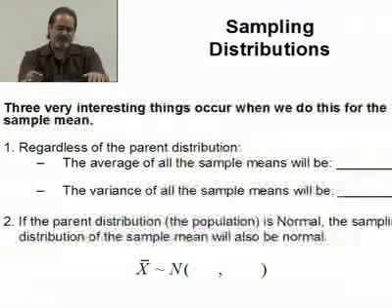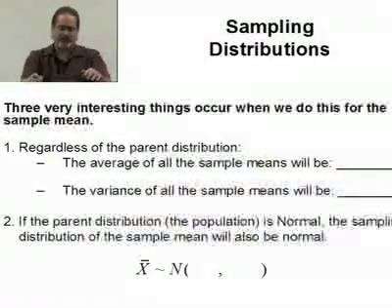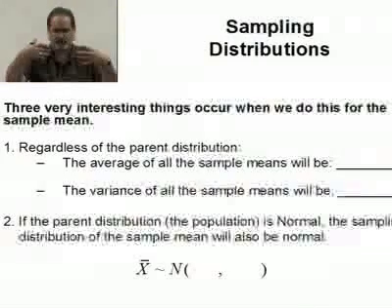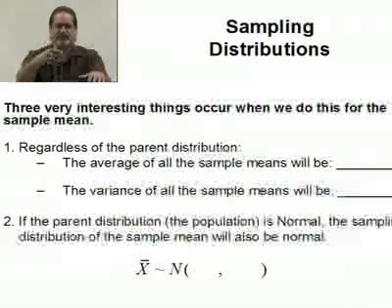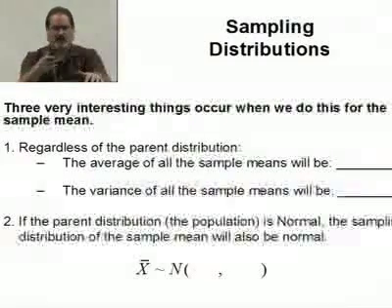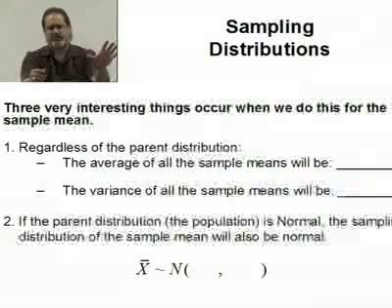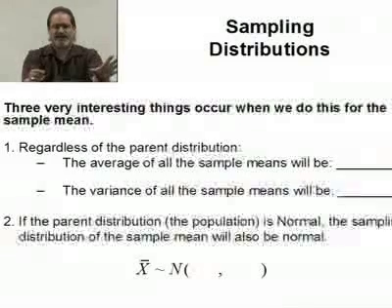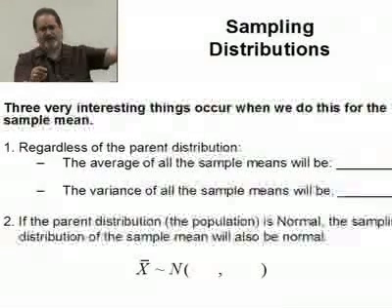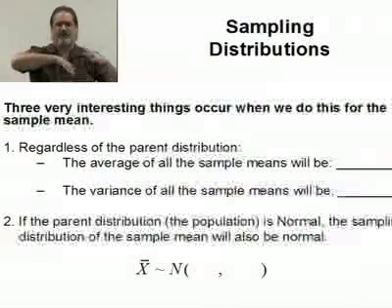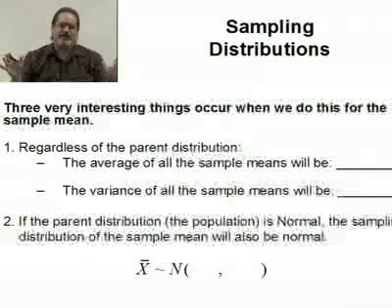Now, three very interesting things occur when we do this for a sample mean. Do this meaning we go out and take all possible samples of size little n and calculate all the averages and then look at the distribution. The first thing is regardless of the parent distribution, the population. Regardless of what that looks like, I don't care if it's normal, if it's bimodal, if it's skewed right, skewed left, if it's just a disaster, it's all over the place, it doesn't matter.